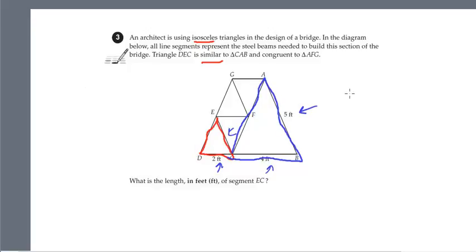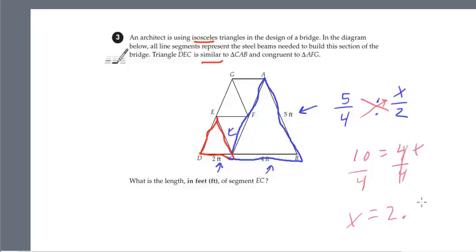So we have 5 over 4 is similar to x over 2. So now all we have to do is cross multiply. So we just do that and we get 10 equals, we do this, 4x, divide both sides by 4, and we get x equals 2.5. So that's what you should have for this one, 2.5.